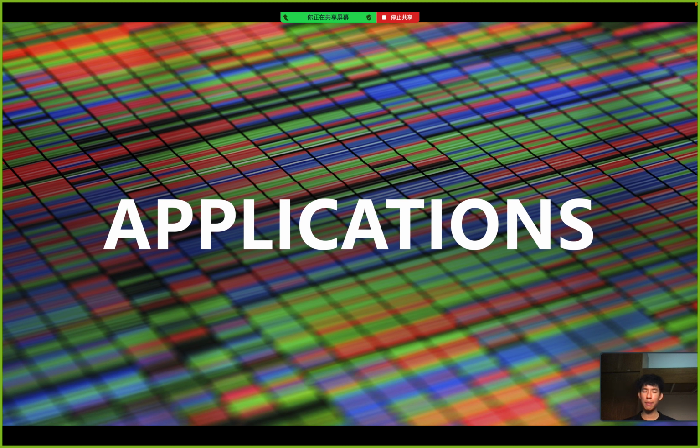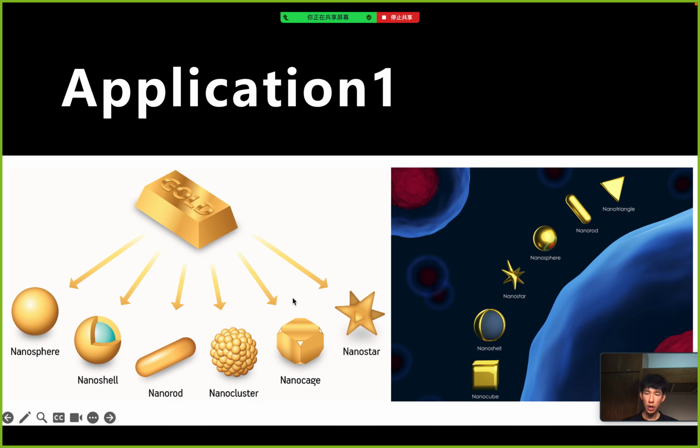And here are the applications that can be developed regarding the 4 different important properties. First of all, the stable property. It can be prepared with various shapes and structures, as you can see here: nanosphere, nanoshell, nanorod, cluster, and whatever, and also over here. These are drug delivery carriers that enhance therapeutic efficiency.